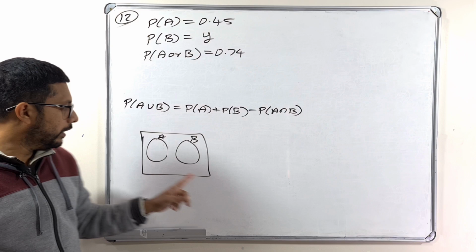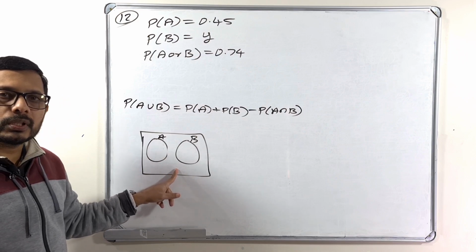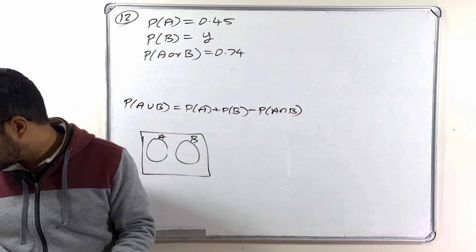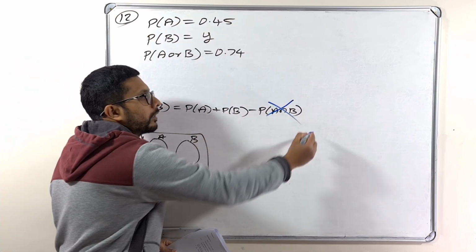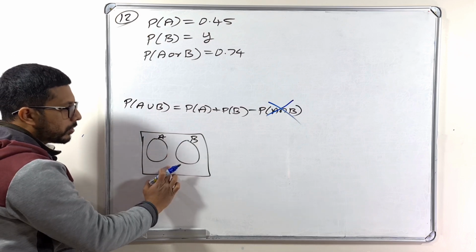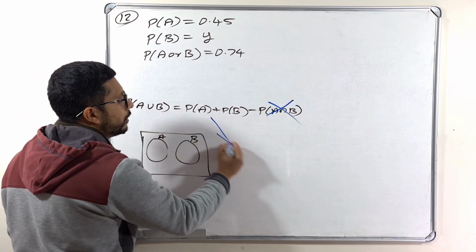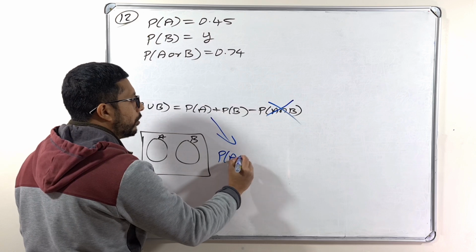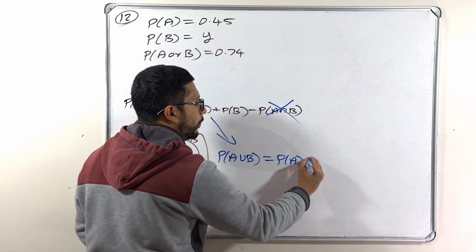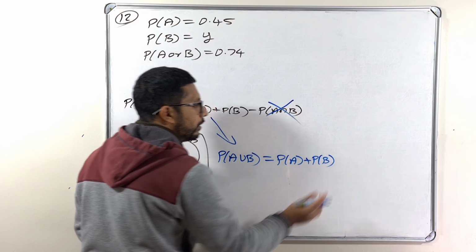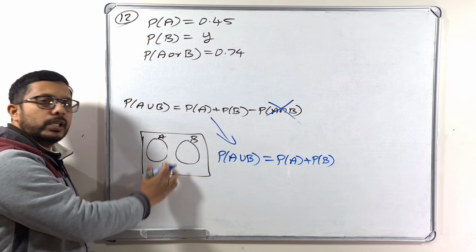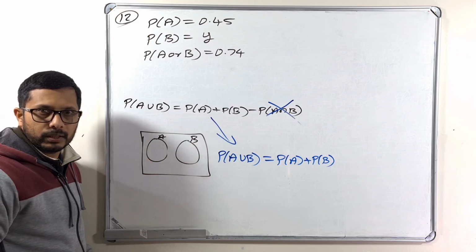Here it is mutually exclusive, there is no common. That means this probability of A intersection B is not there. Am I right? So in the case of mutually exclusive events, this formula becomes probability of A union B is equal to probability of A plus probability of B. That's all. The last part is not there, because in the case of mutually exclusive, there is nothing common. Do you understand that one?